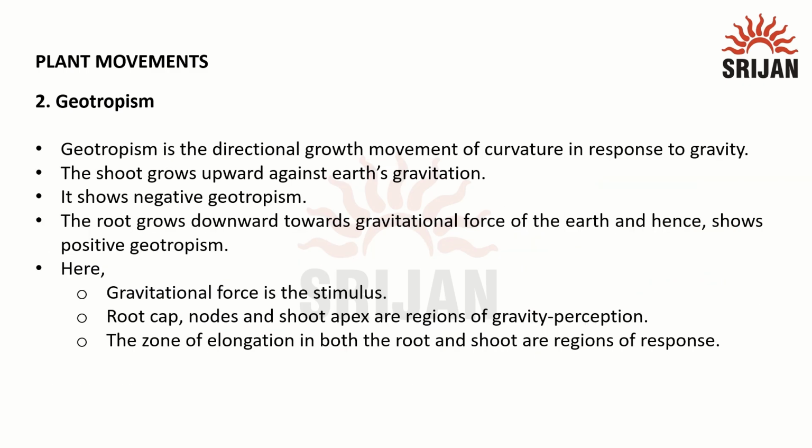Next we have the second type of tropic movement, known as geotropism. Geotropism is the directional growth movement of curvature in response to gravity. Both shoot and root show gravitropism or geotropism. The shoot grows upwards against the Earth's gravitation, so we can tell it is negatively geotropic. The root shows downwards movement, that is towards the gravitational force of the Earth. Hence we say the root is positively geotropic.